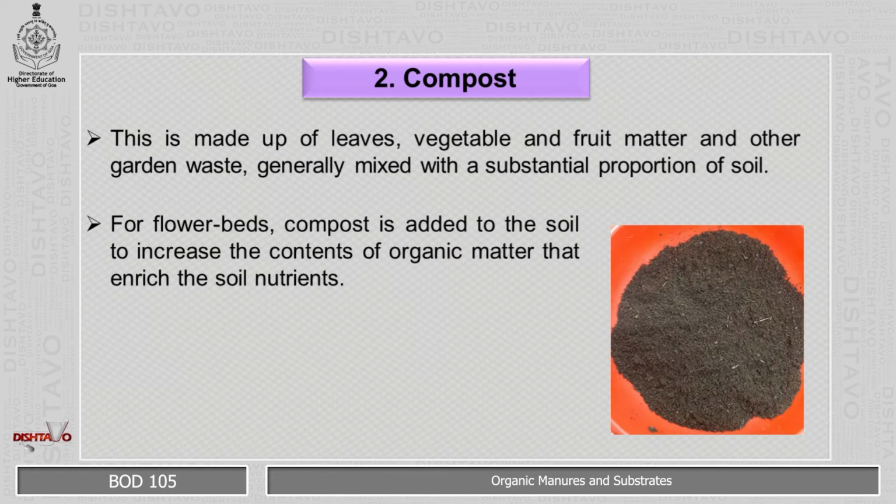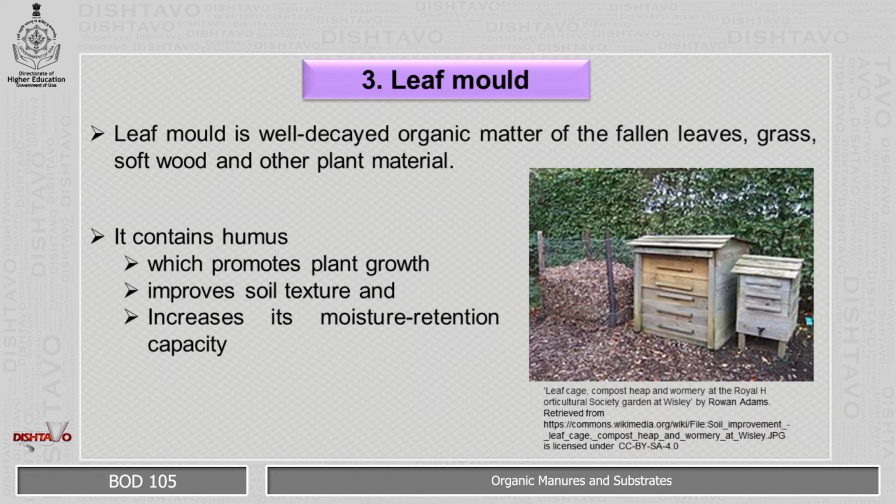Next is compost. This is made up of leaves, vegetable and fruit matter and other garden waste and is generally mixed with a substantial proportion of soil. For flower beds, compost is added to the soil to increase the contents of organic matter that enrich the soil nutrients. Leaf mold. Leaf mold is well decayed organic matter of the fallen leaves, grass, softwood, and other plant material. It contains humus, which promotes plant growth, improves soil texture, and increases its moisture retention capacity.